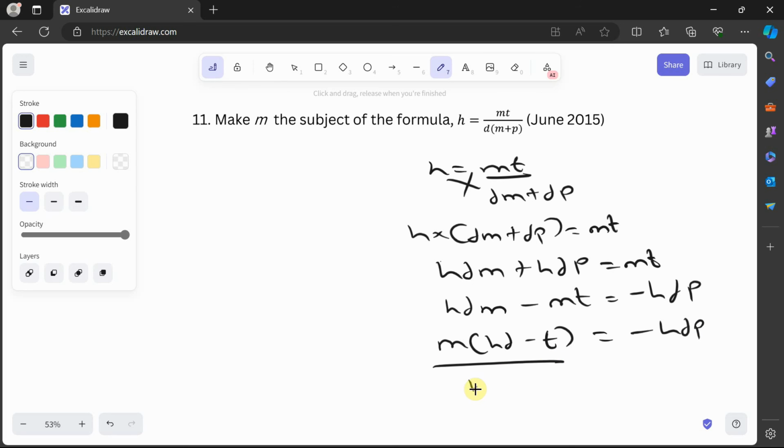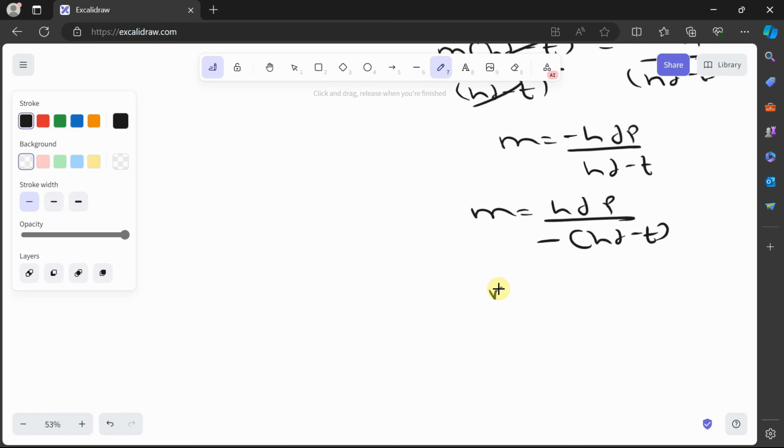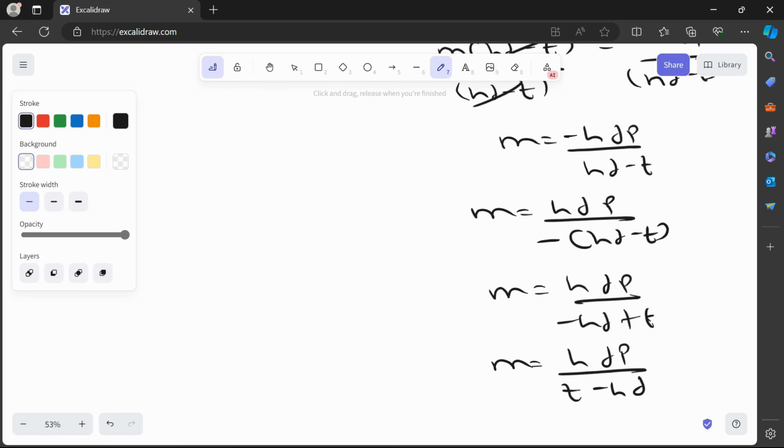So if I divide both sides by HD minus T to make the M stand alone, this will cancel this. We'll be left with M is equal to minus HDP all over HD minus T. And when I wanted to remove this minus, I could bring the minus down and say M is equal to HDP all over minus open brackets HD minus T, just like we've been doing before. So my M will now be equal to HDP all over, if I open up this bracket, that will be minus HD plus T, and I can write that and say M is equal to HDP all over T minus HD. So this is our answer.